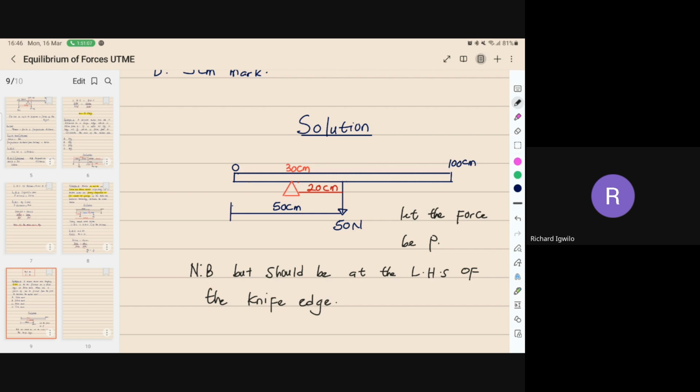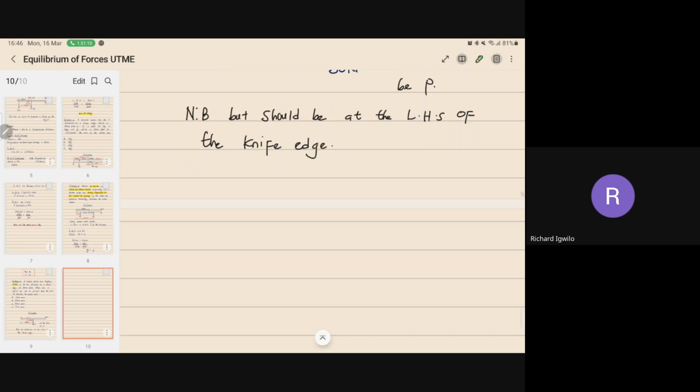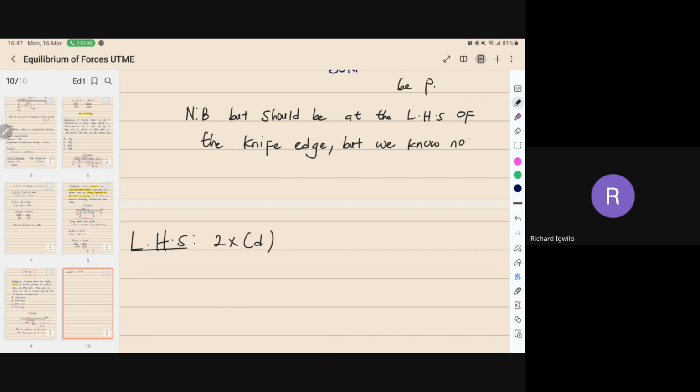All right, so let's proceed. I'm glad it makes sense now. So we're looking for that P, we don't know it. But we know that on the left-hand side, we don't know where that distance will be, right? So we have 2 times, let's call that distance D. We don't know the distance between them, right? The distance where that thing is going to be, but we know it should be at the left-hand side at all costs, right? But we don't know the distance from the knife edge, right?